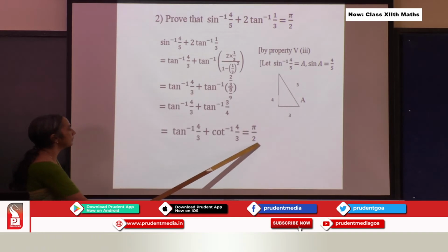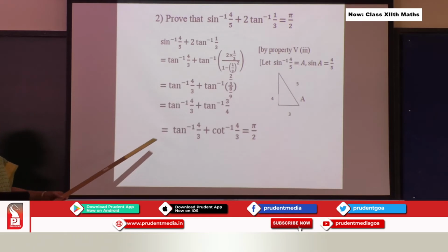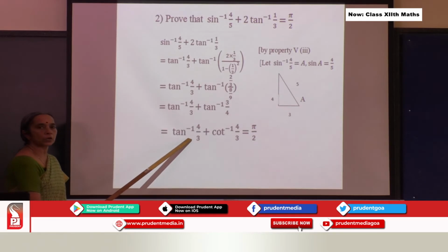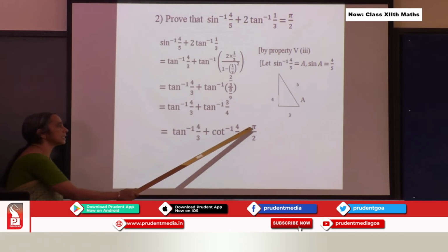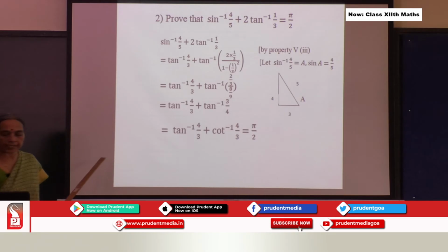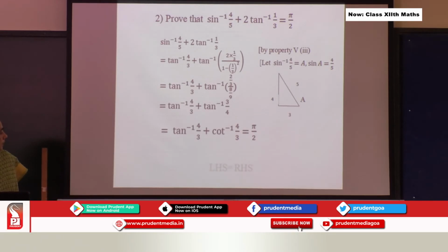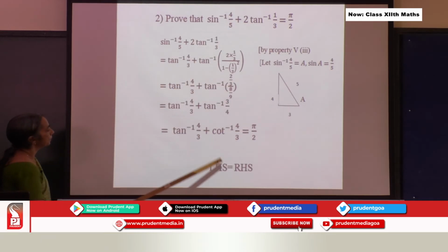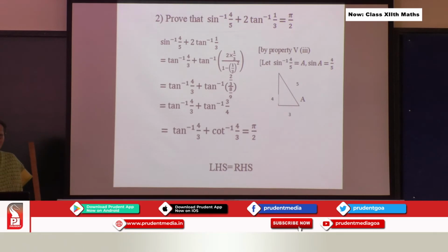And here, which property is used? This is property 4. Tan inverse of x plus cot inverse of x is pi by 2. So we are getting this equal to pi by 2. Okay.